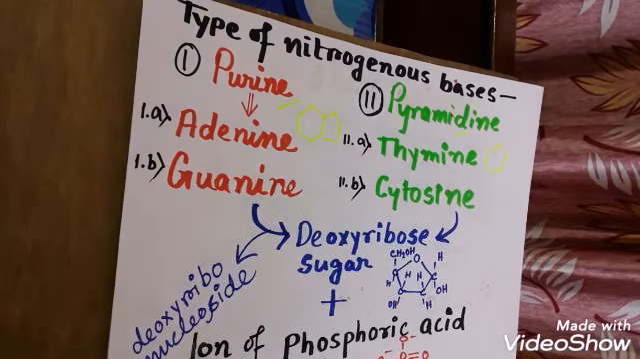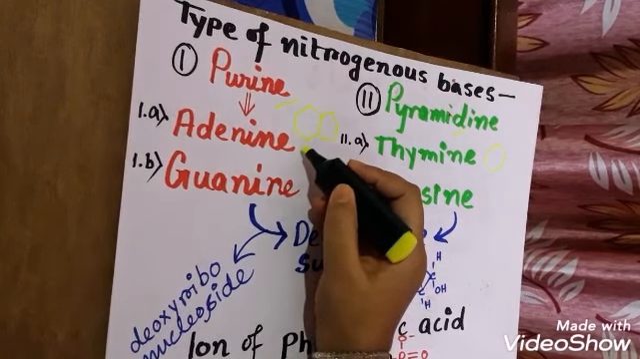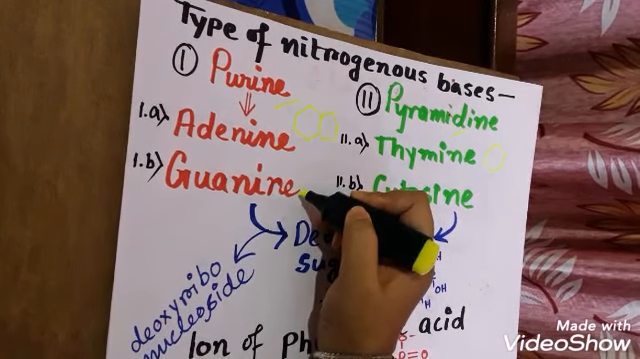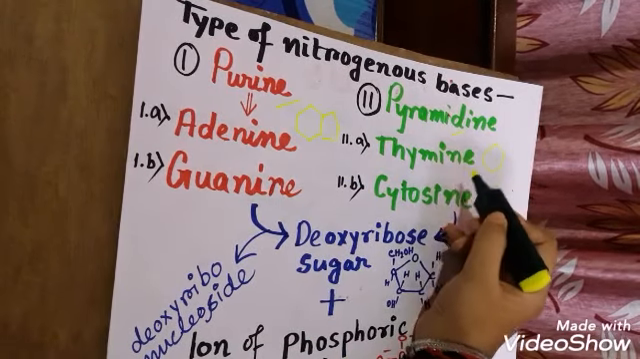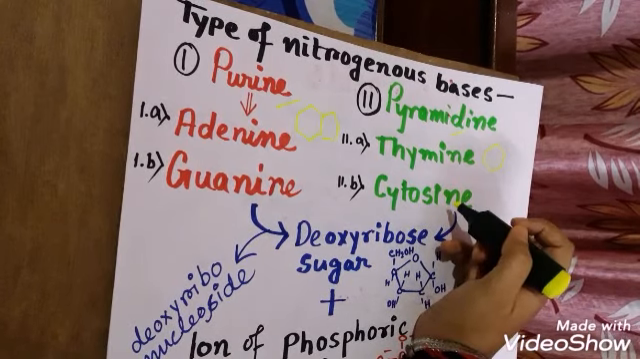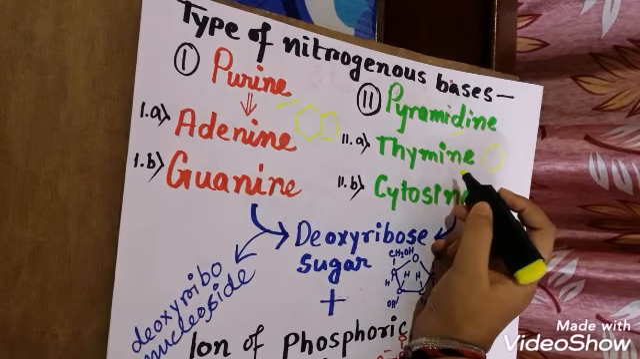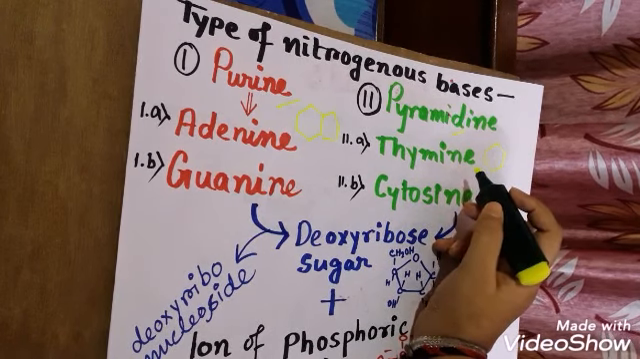Now, purines are of two types. One is adenine and the second one is guanine. Similarly, pyrimidines are also of two types. One is thymine and another is cytosine. There is another pyrimidine present in RNA, that is uracil, but we will talk about RNA in the next video.